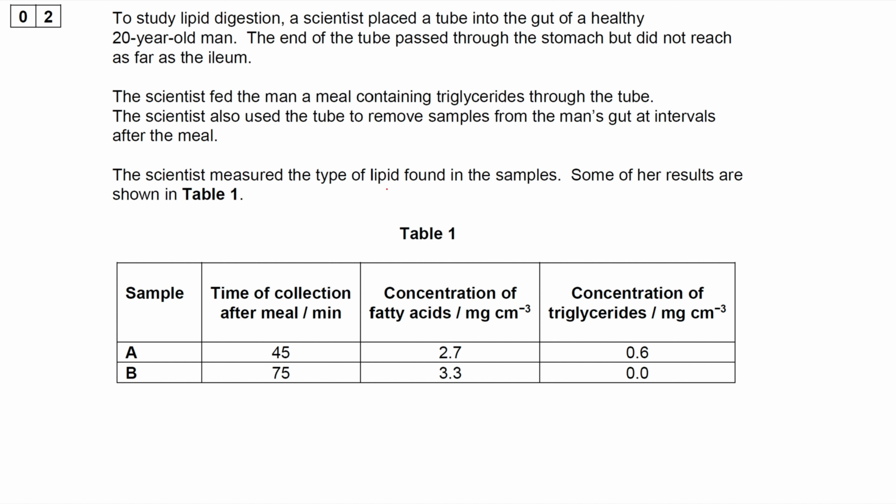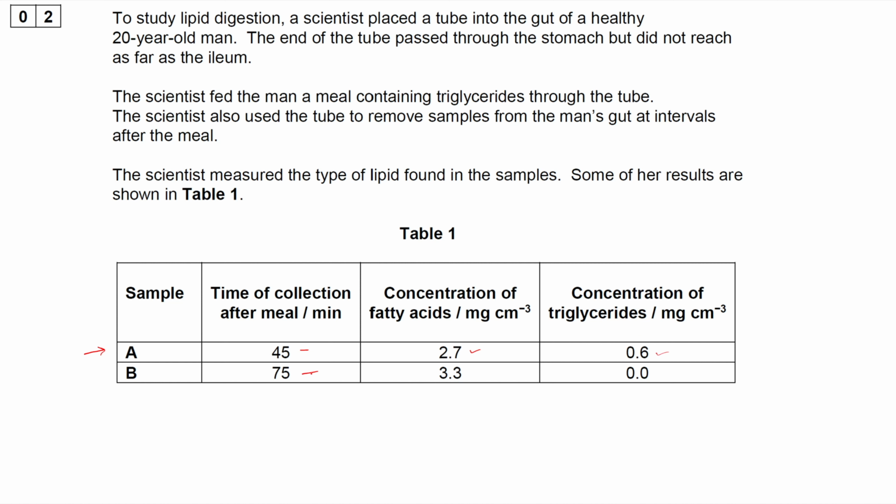The scientists measured the type of lipid found in the sample. Some of the results are shown in table 1. Okay, so here we have the table with the results. We had 2 different samples. The first is sample A. The first column is time of collection after meal, in minutes. So the first sample was taken after 45 minutes. The second column gives the concentration of the fatty acid. For example, in the first case, it was 2.7, and the third column gives the concentration of triglycerides, and in this case, it was 0.6.